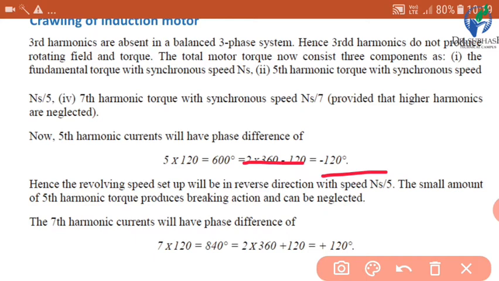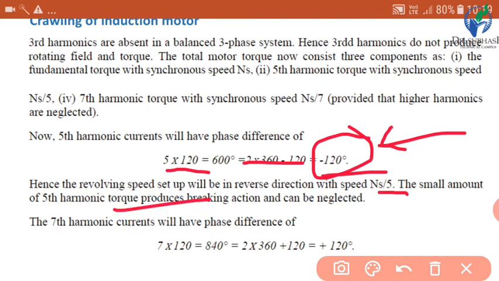If the phase difference is positive 120 degrees, then it will be the balanced three-phase system. But if the phase difference is minus 120 degrees, it means the direction of the speed will be reversed. It means the actual direction is clockwise, then due to this fifth harmonic, the speed ns by 5 will be in the negative direction, meaning counterclockwise or anti-clockwise direction. The small amount of fifth harmonic torque produces braking action and can be neglected.